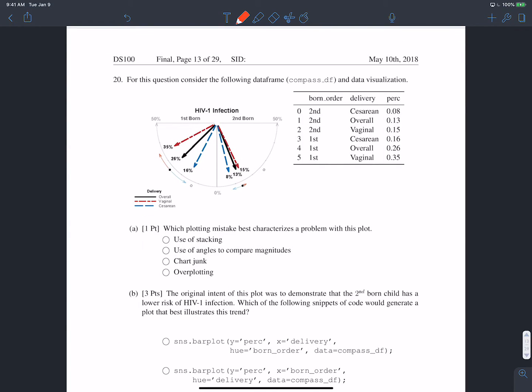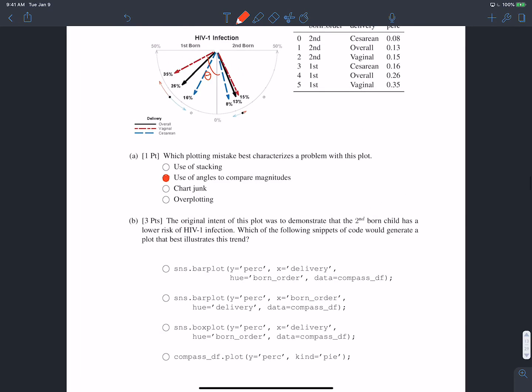In 20, we want to consider this data frame Compass DF and this HIV-1 infections visualization. And we're asked which plotting mistake best characterizes a problem with this plot. The weird part about this plot is that it's using angles to try and depict magnitude. So it's not any of the other options. The issue is that it's trying to tell us that the greater the angle is from here, the larger the value is, but that's not immediately obvious. Okay, so that's probably the biggest issue with this plot.